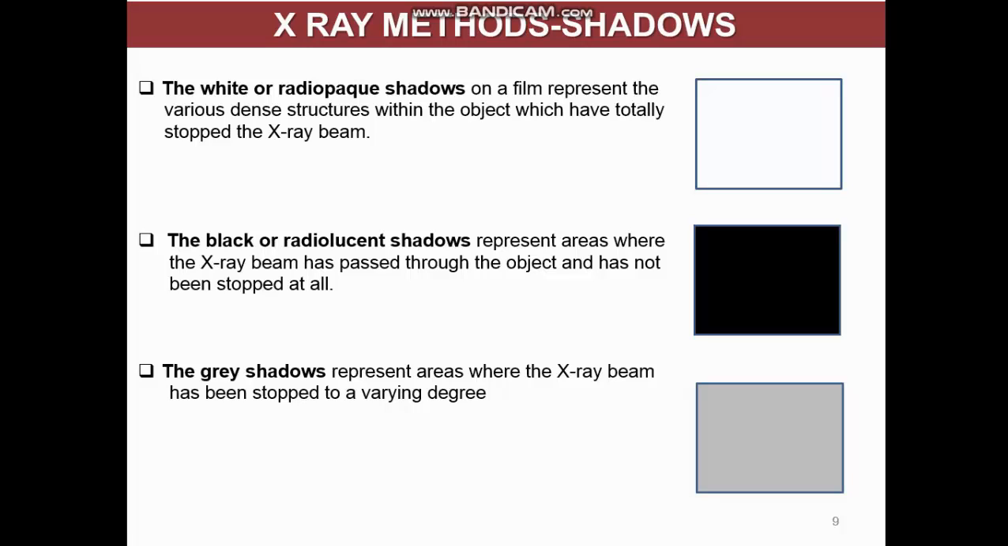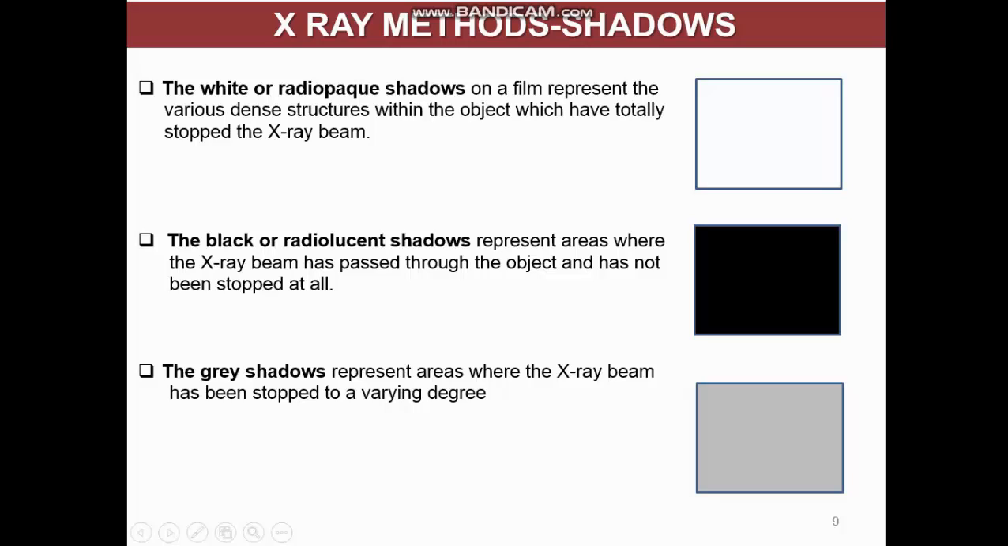On X-ray, we can see three intensities of shadows. The white or radiopaque areas we name shadows, and the white radiopaque shadows on X-ray film represent the various dense structures within the object which have totally stopped the X-ray beam. For example, bones absorb X-rays and they appear on X-ray as shadows.